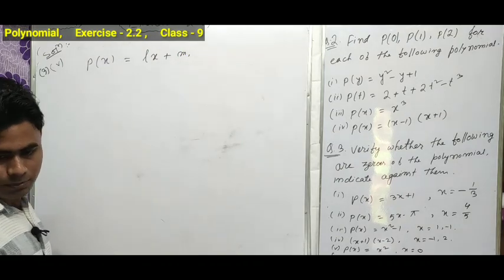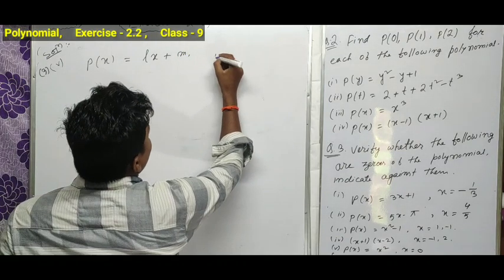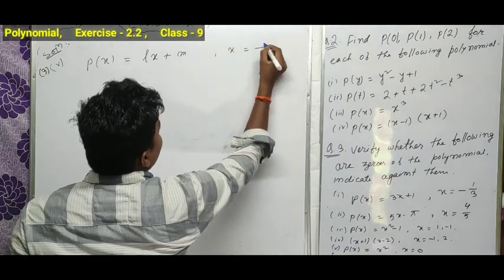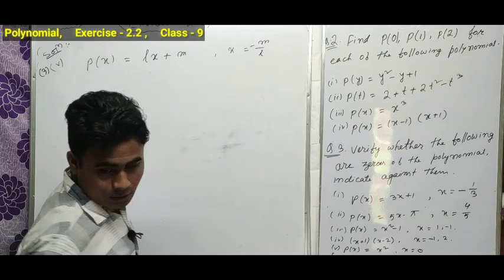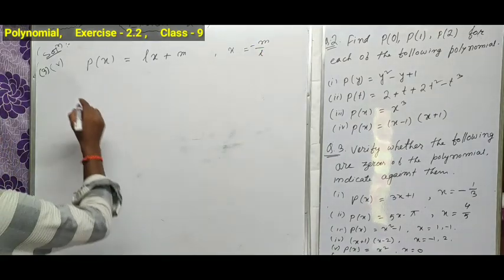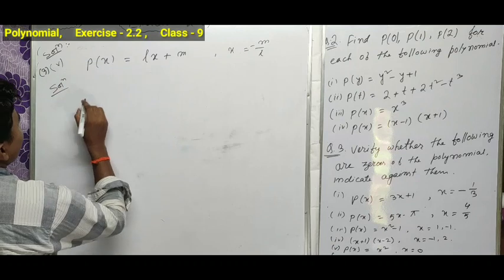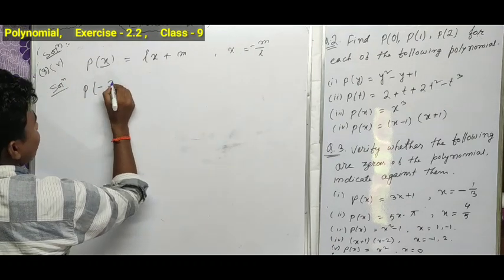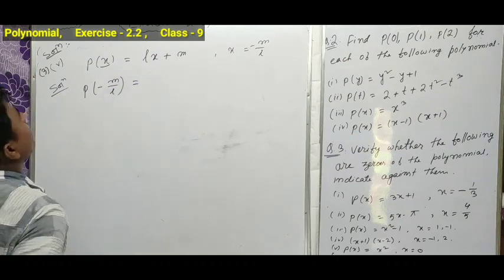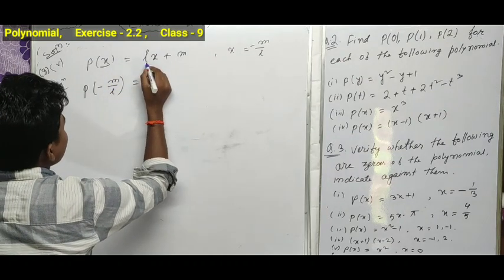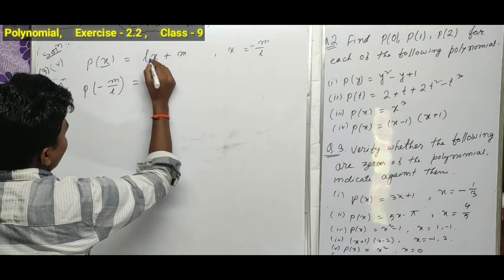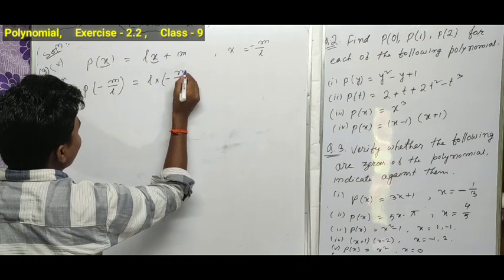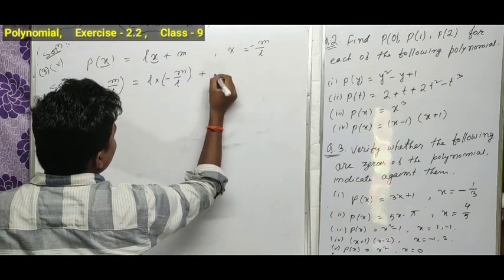Okay, Lx plus m, where x equals minus m by l. So this one is also a very simple solution. In Px, in the x place I will put minus m by l. Next, in this l you just leave it, and in the x place we will put minus m by l, plus m is there.